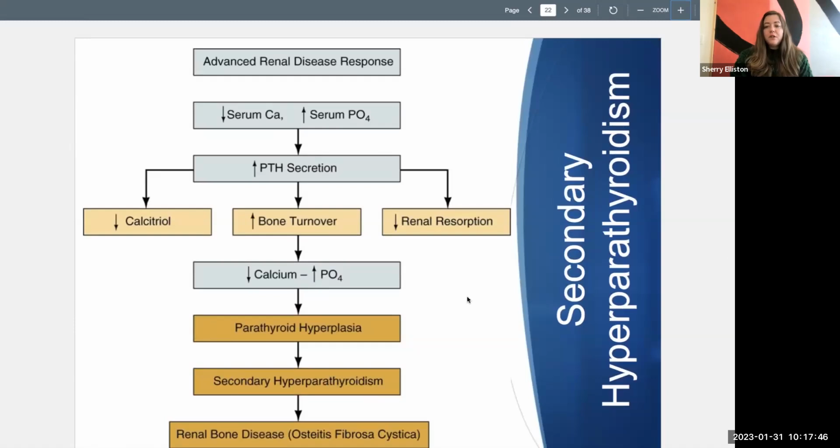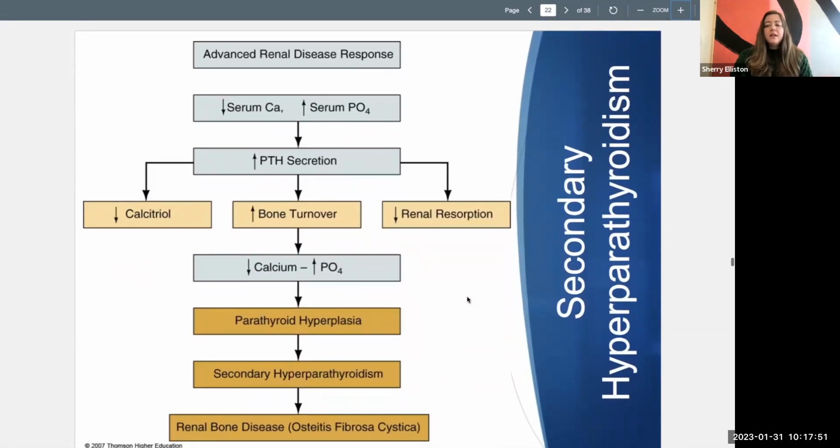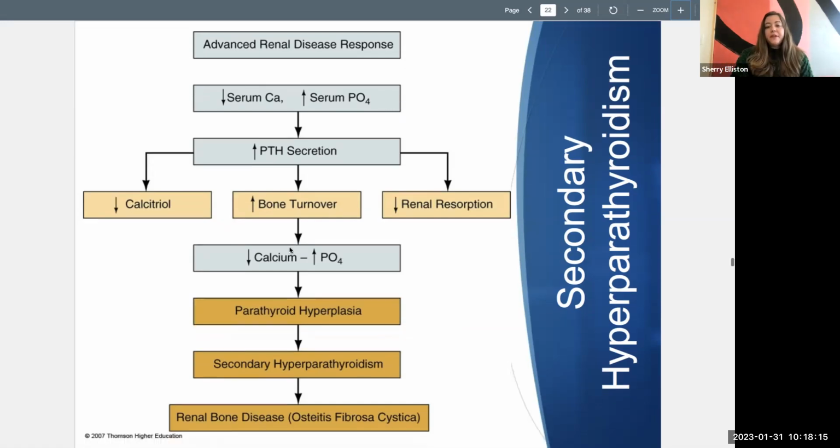This was called renal osteodystrophy. And you also have what we call secondary hyperparathyroidism. This is an activated response due to the renal system becoming more and more diseased. So what you'll see is a reduction in serum calcium and an increase in serum phosphorus. That triggers the body to release more parathyroid hormone, and what that does is decrease calcitriol, increase bone turnover, and decrease renal reabsorption.